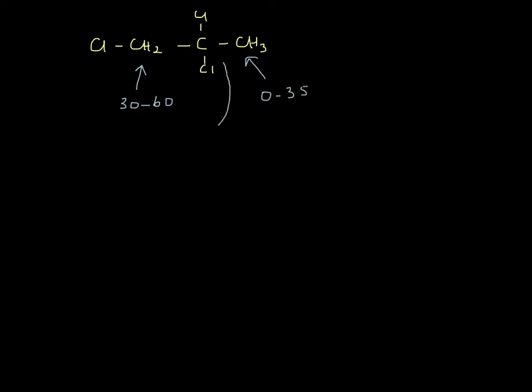And for that carbon right there in the middle, notice that that's attached to two halogens. Since each halogen pulls it up about 30, we would say that instead of being roughly 0 to 30, it's going to be somewhere in that 60 to 90 region.